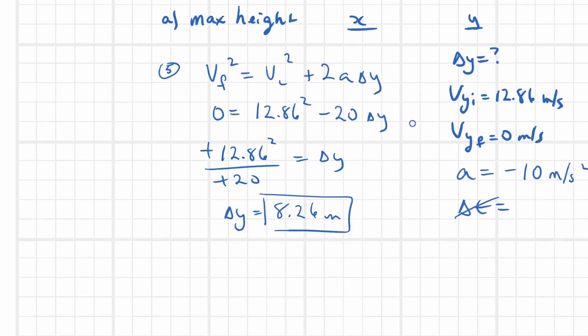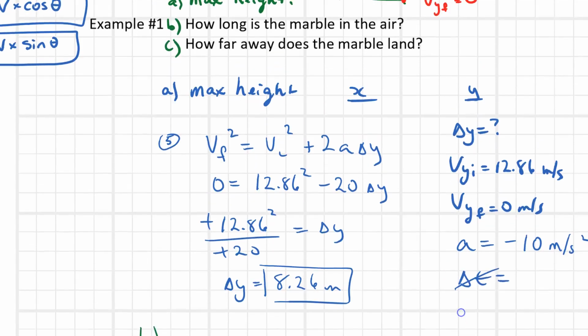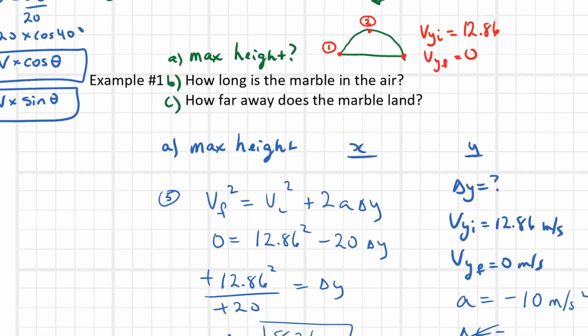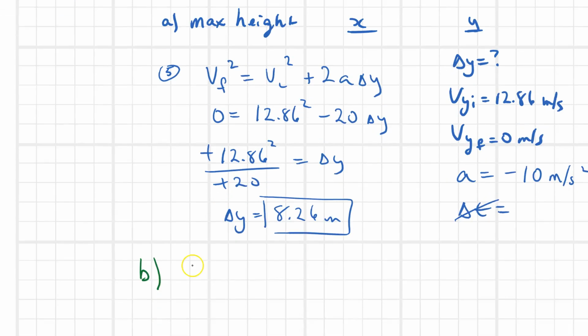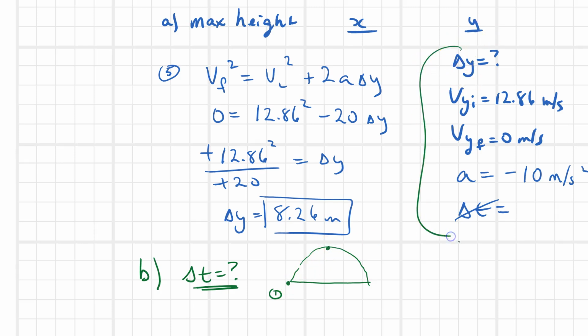Okay, the next question, B, maybe I'll switch to green to keep track of things, is how long is the marble in the air? So when we're asking that question, we're really saying delta t equals question mark. Okay, so again, when I was talking about this discussion about what to use, we could use this as our initial. And in fact, there's a bit of a shortcut we could use. We can consider the numbers that we just had, all these numbers over here, and calculate how long it takes to get to that maximum height, and then we could double it.